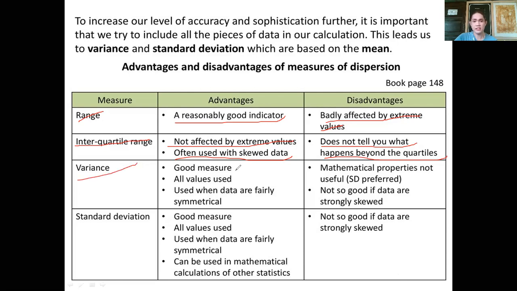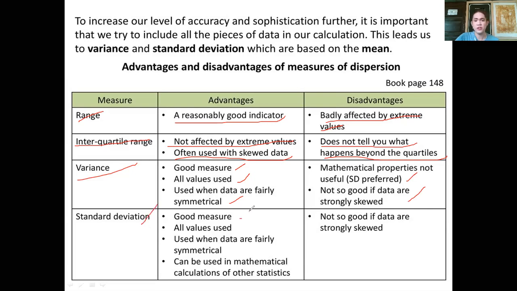For the variance, the advantages: it's a good measure. All values used. Wow. Used when data are fairly symmetrical. In short, when the data is in a normal distribution, then variance is very reliable to use. Now, for the disadvantages of using the variance, its mathematical properties are not useful. They prefer the SD, or the standard deviation. Not so good if data are strongly skewed. So that's one of its disadvantages for using the variance.